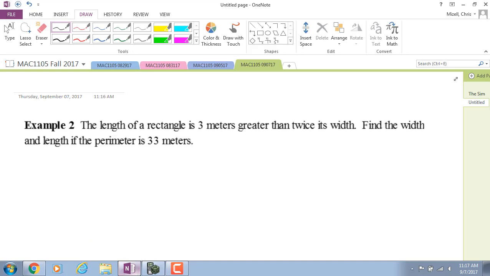Let's draw the picture for this one. The length of a rectangle is 3 meters greater than twice its width. 3 meters greater than twice the width of the rectangle. Find the width and length if the perimeter is 33 meters.